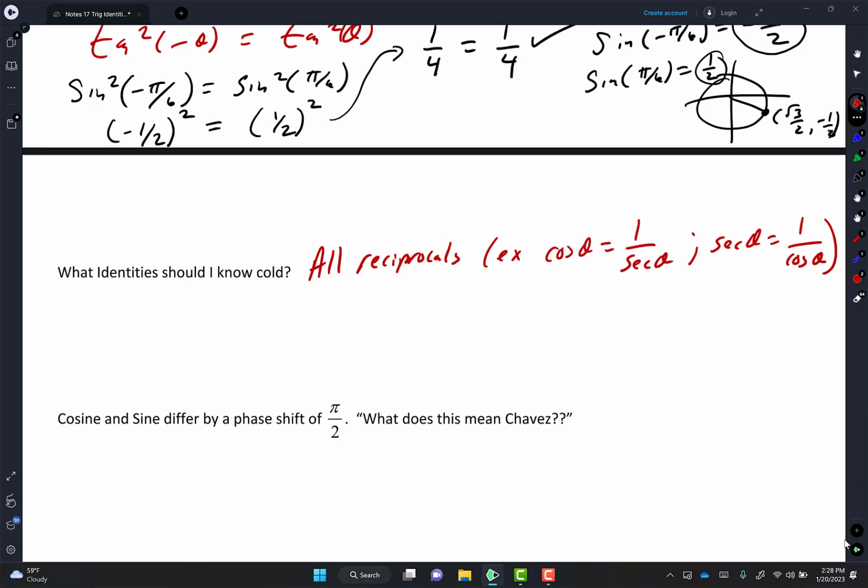What else should you know? You should definitely know that cosine squared theta plus sine squared theta is equal to 1. That's the Valentine's. Know that one cold. Know that one stone cold.